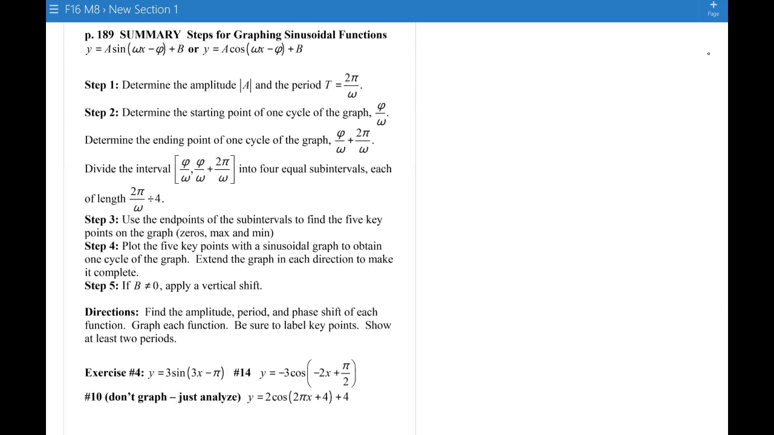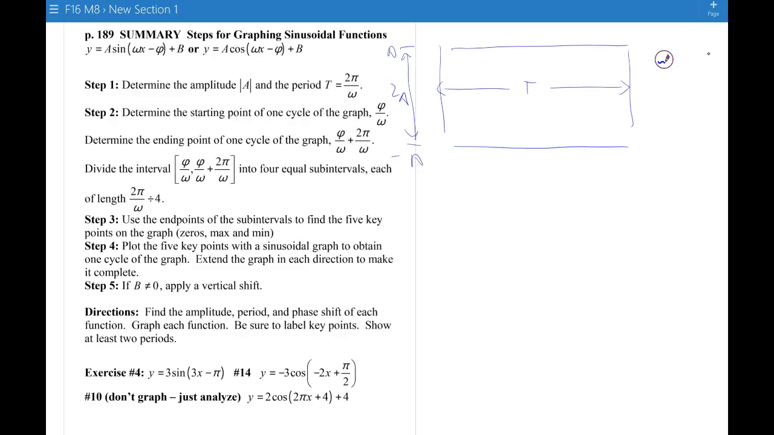Okay, so here's a summary of how to draw these graphs. You find the amplitude and the period. So the amplitude tells you how tall the graph is going to be, and the period tells you how wide the graph is going to be, right? Because this is from A to negative A, so this is 2A. So you need a box, 2A tall and T wide, to draw this graph.